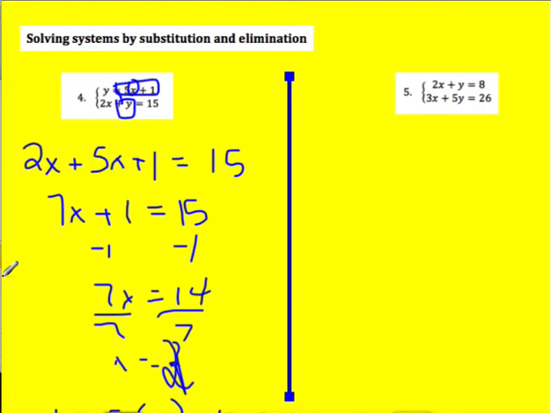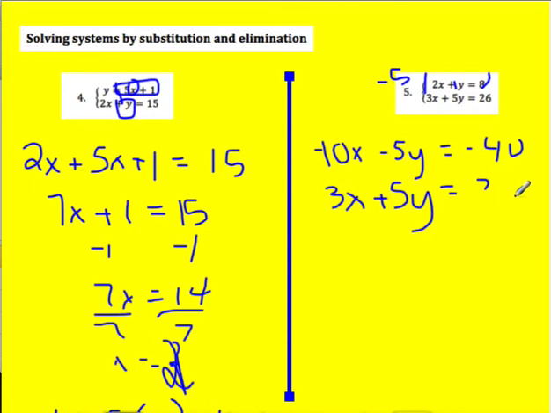Taking a look at number 5. Now number 5 is one that we could easily use elimination if we want to. In order to use elimination, you need same coefficients, opposite signs. So I see that this y has a 1 with it. That makes it easy to use elimination. So what I'm asking myself is, what do I need to multiply 1y by to get a negative 5y, because I want it to be the opposite? Well, I need to multiply it by a negative 5. So I'm multiplying the top by a negative 5. So I have a negative 10x minus 5y is equal to negative 40. And then I have 3x plus 5y is equal to 26.